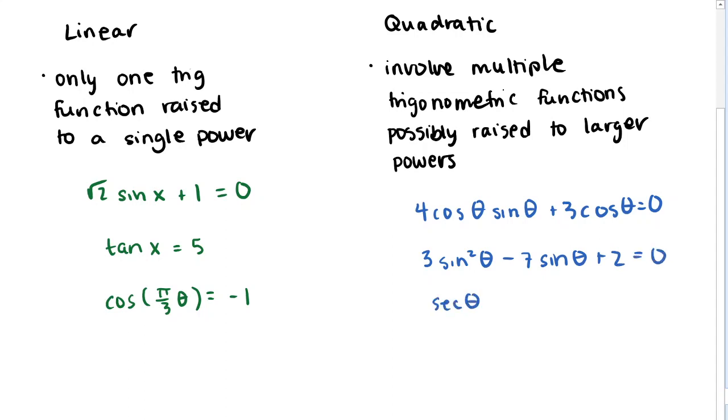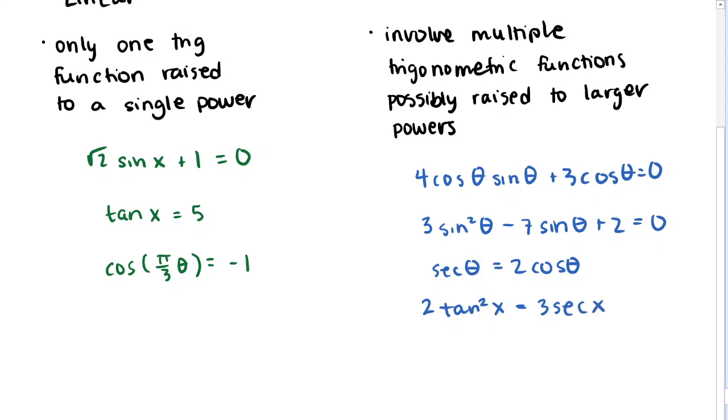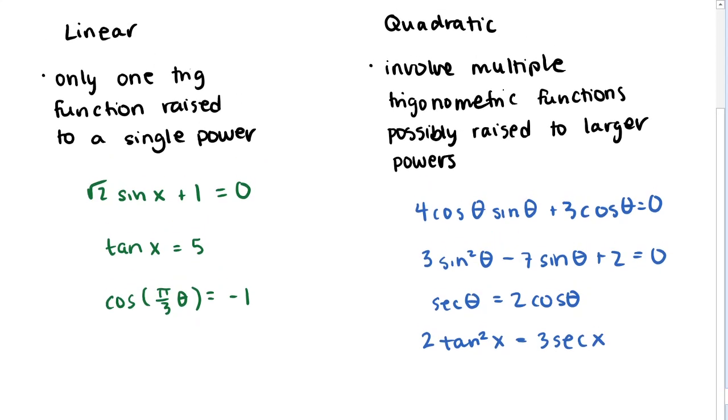Secant of theta is equal to 2 times cosine of theta. And then maybe one more. Let's do 2 times tangent squared of x is equal to 3 times secant of x. And so the reason I call these examples on the right quadratic is because a lot of the techniques we use to solve these kinds of trigonometric equations require using the techniques we use in algebra to solve quadratic equations. So let's solve some of these equations just to review some of the ideas we've discussed.